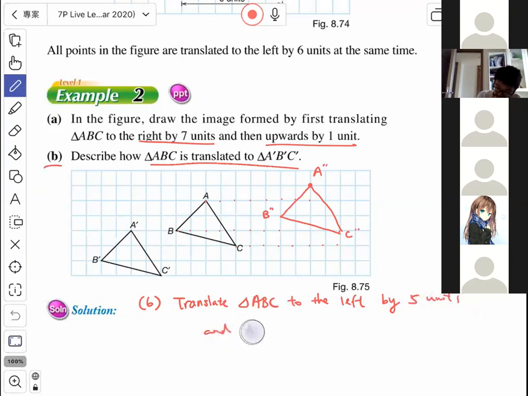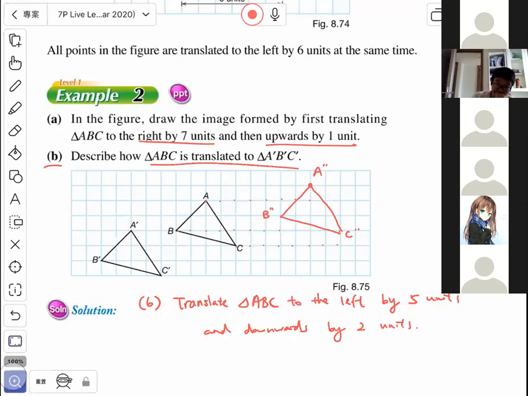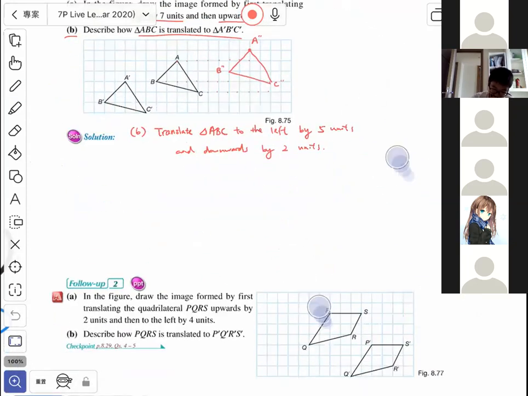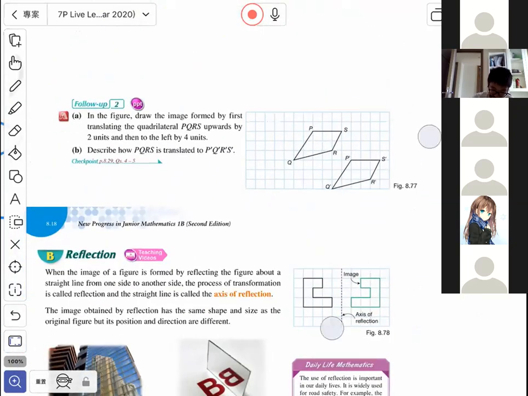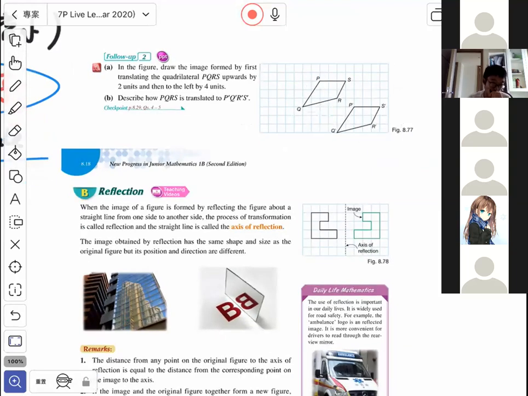And downwards. Learn these words: left, right, downwards. You must know these English words. Okay, and then downwards by 1, 2 units. You have to use the word by: by 2 units. Okay, so this is called word description. Okay, so this is a very easy example. I hope you can follow. Right. So for the classwork, you just try to do follow up 2 to 9.